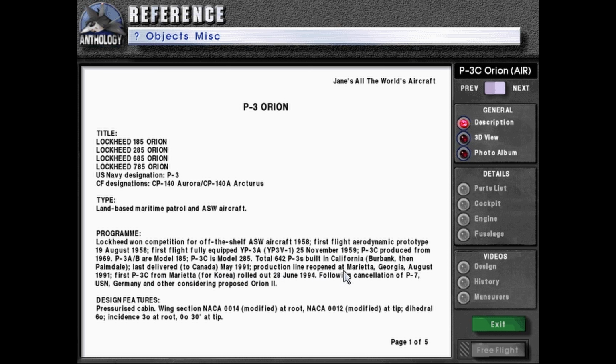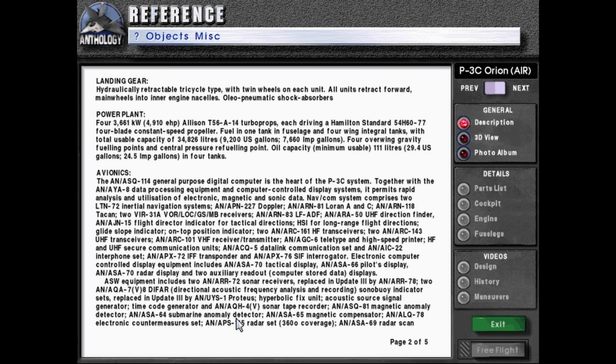Production line reopened at Marietta, Georgia, August of 1991. First P-3C from Marietta for Korea rolled out 28th of June, 1994. Following cancellation of P-7, USN, Germany, and others considered the proposed Orion 2. Design features: pressurized cabin, wing section NACA 0014 modified at root, NACA 0012 modified at tip, dihedral 6 degrees, incidence 3 degrees at root, 0 degrees 30 minutes at tip.